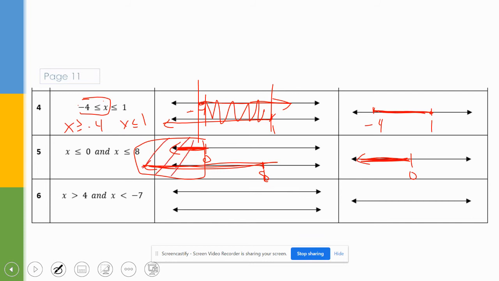That's your final answer. X is greater than 4, x is less than -7. Open circle, arrow to the left. Open circle, arrow to the right. Again, the answer is where they overlap, so there is no solution here. They do not overlap. Pause it, fill it in if you need to.